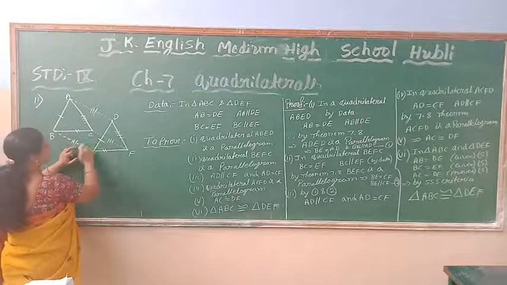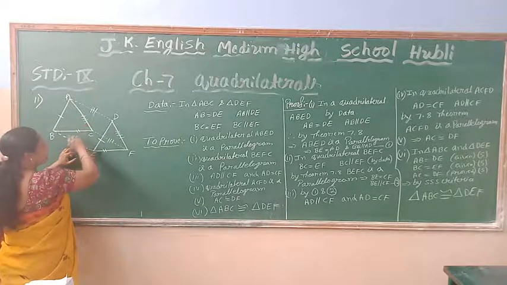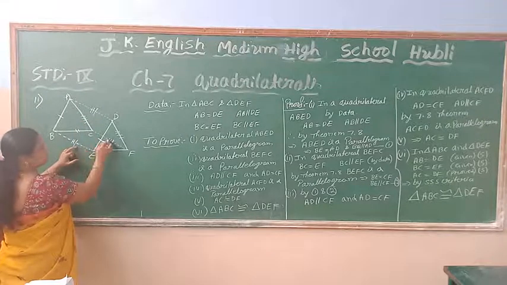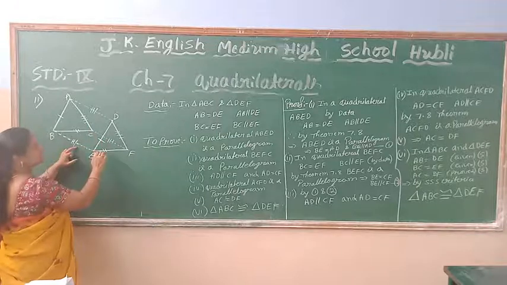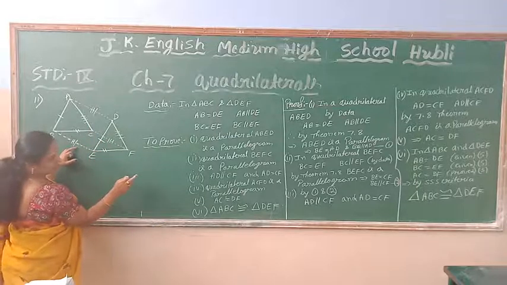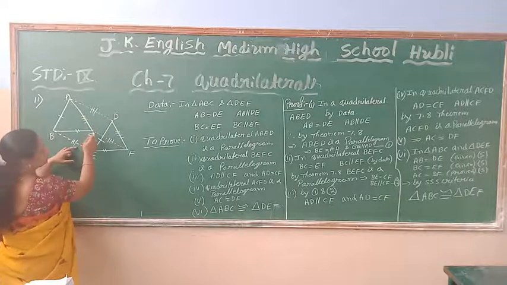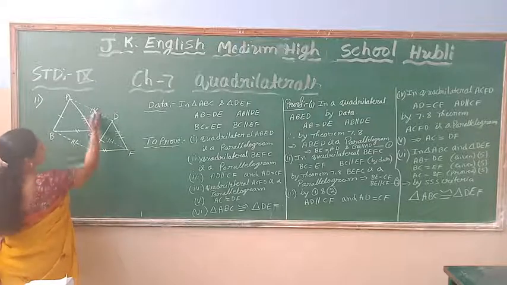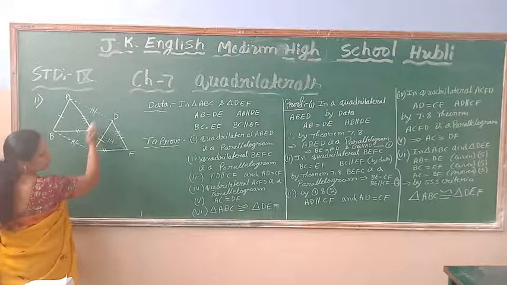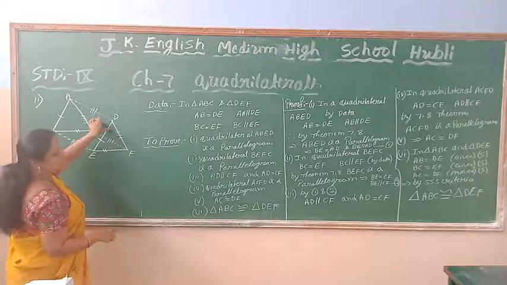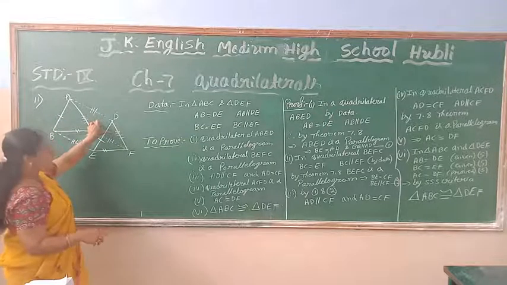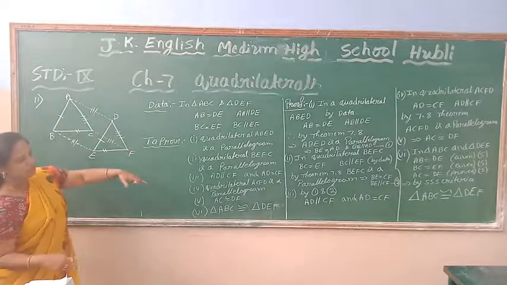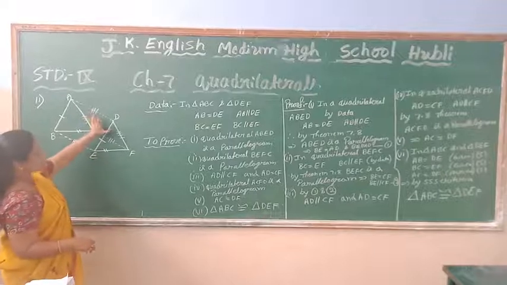I proved these two sides are equal and parallel, and I proved these two sides are equal and parallel. So if these two sides are equal and these two sides are equal, then automatically all these three sides are equal. Therefore, AD is equal to CF and AD is also parallel to CF. We proved that if a quadrilateral has equal and parallel sides, it becomes a parallelogram. ACFD becomes a parallelogram. If it is a parallelogram, then automatically AC is also equal to DF.